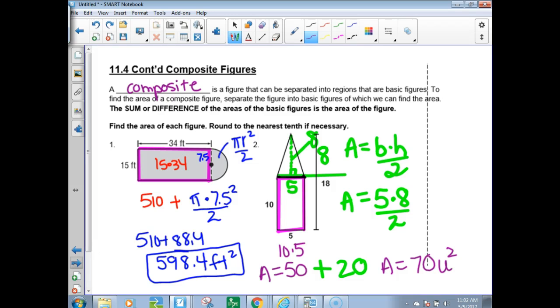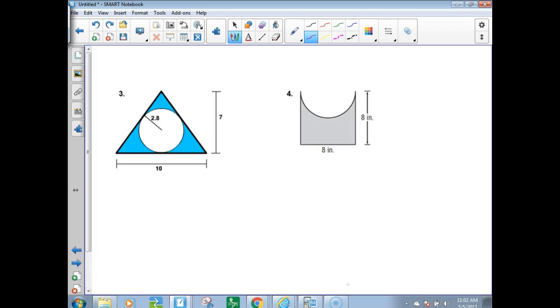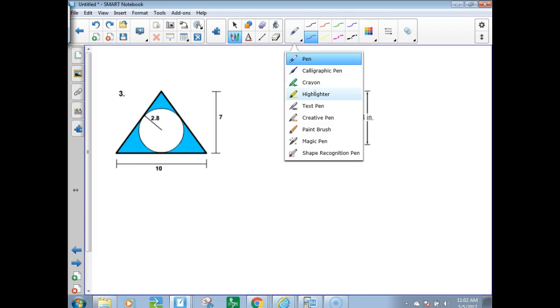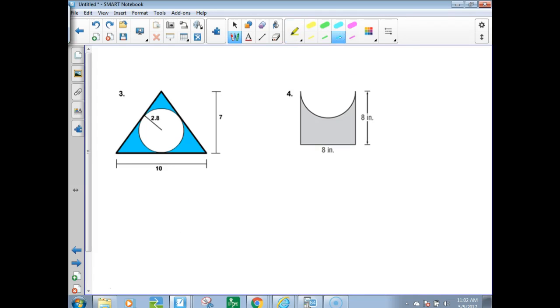Okay, we have 2 more composites. Oh, there's a hole in these. So we need to think about what shapes we're going to be looking at here. We've got a solid triangle area, but there's a big hole in it of a circle. So we're going to have to do what? Triangle, you got to take that out. We only want the area of the blue part.